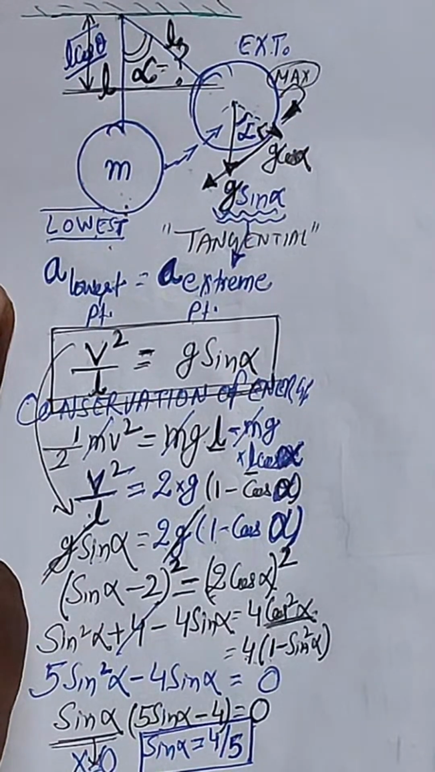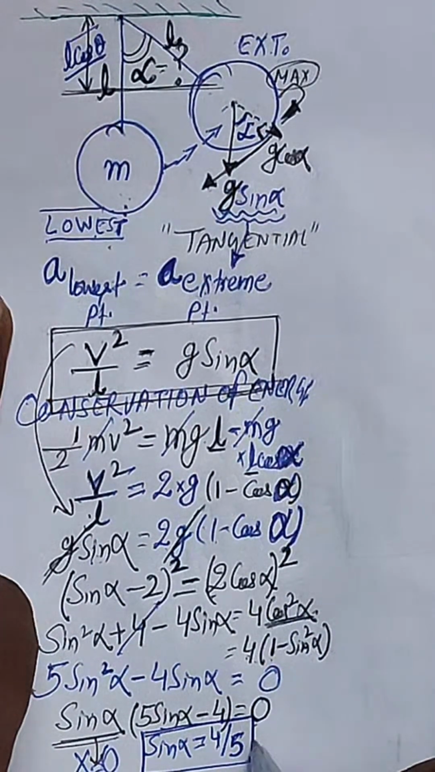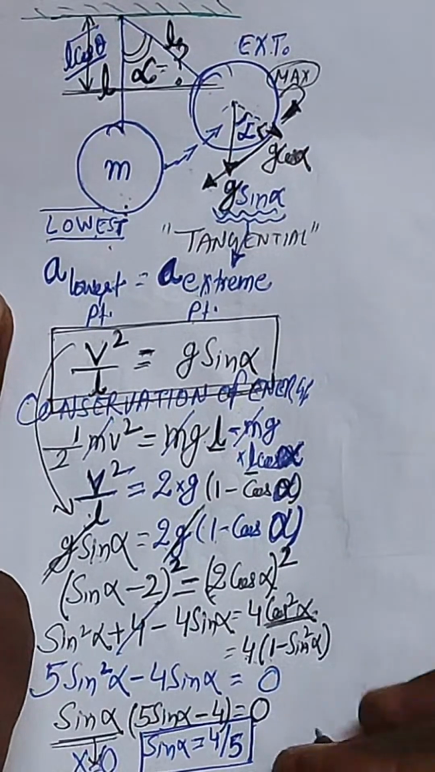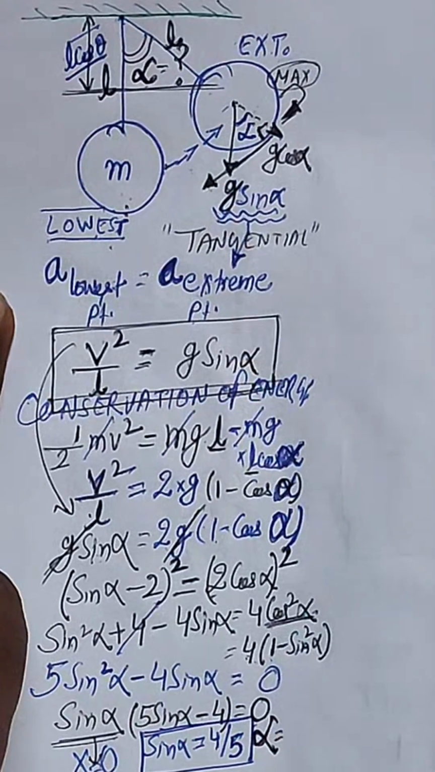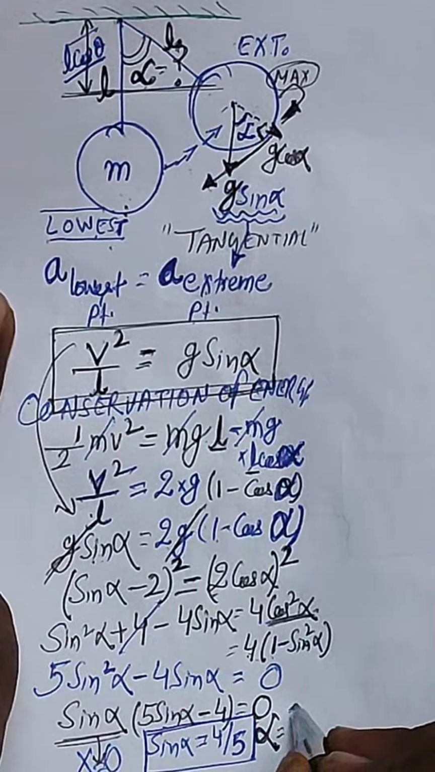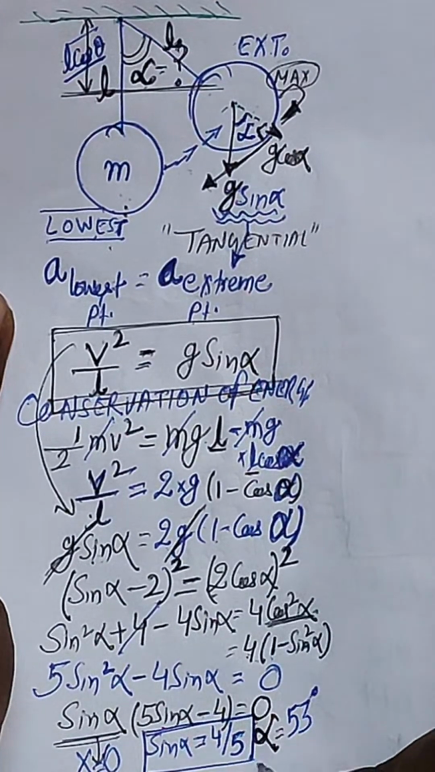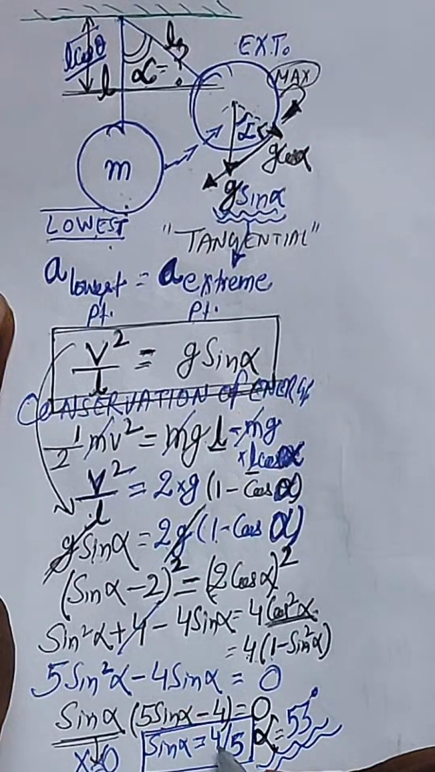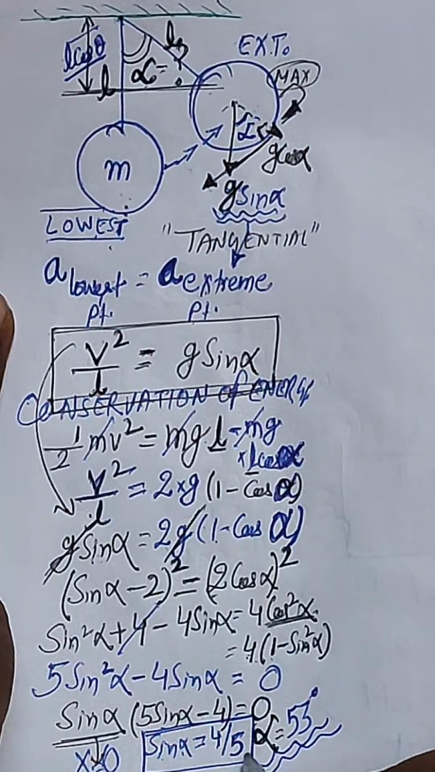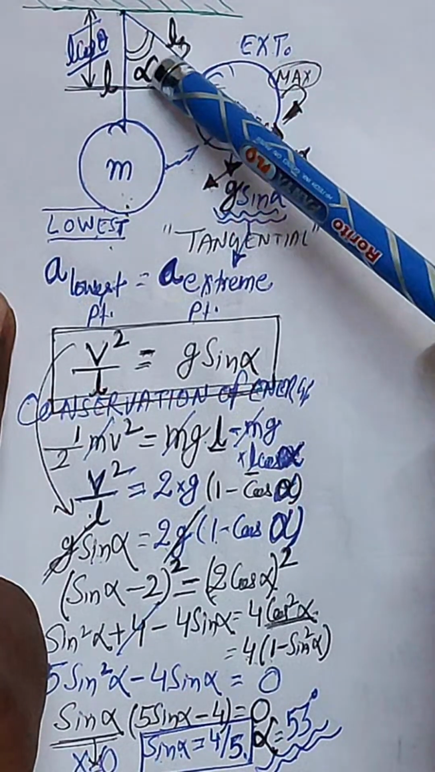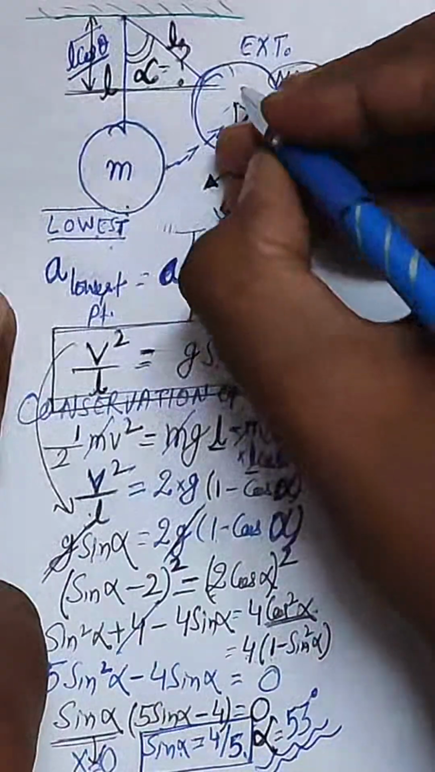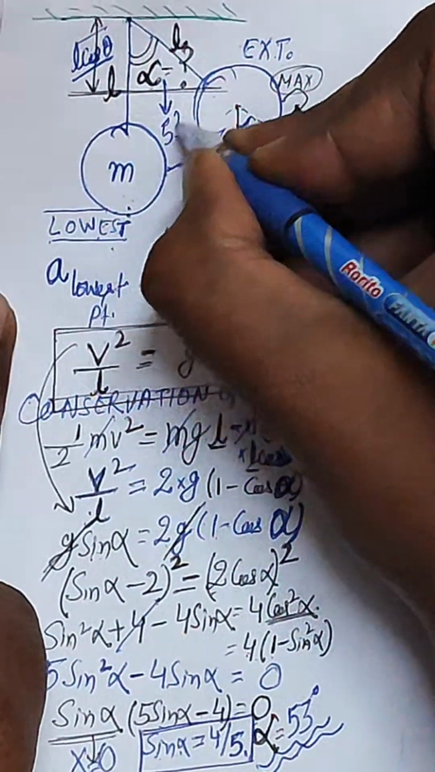And what angle has 4 by 5? We remember 53 degree, right? Sin alpha will become 4 by 5 when alpha is equal to 53 degree. Why? Because sin of 53 degree is 4 by 5, right? So my dear friends, the angle of deflection over here is nothing but 53 degree.